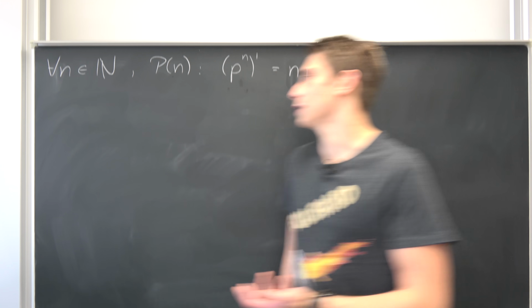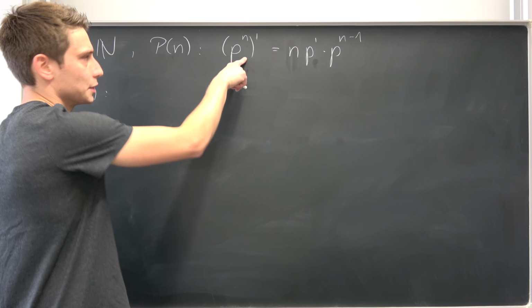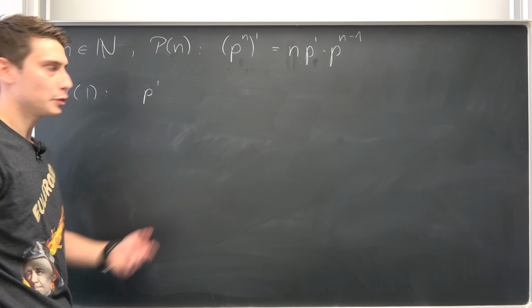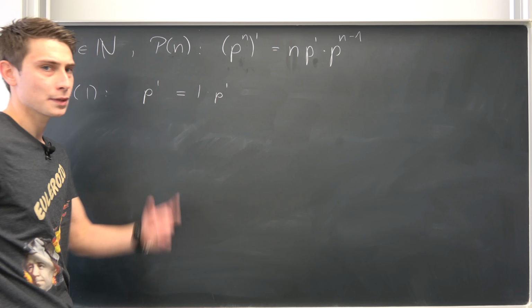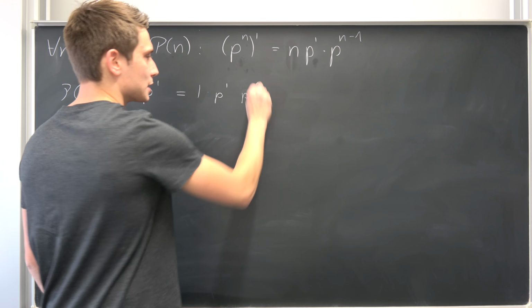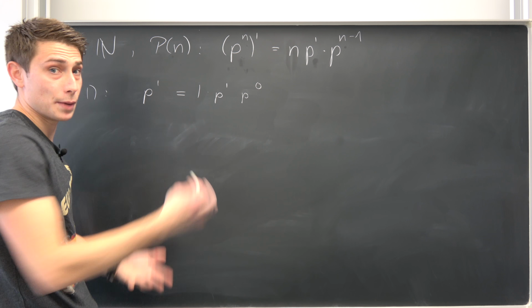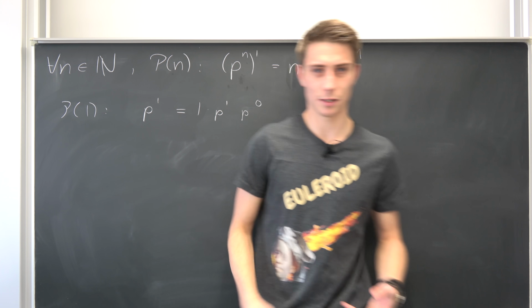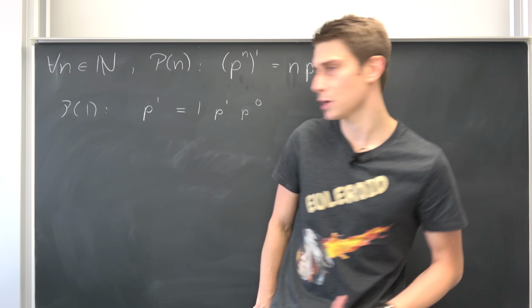Well, P of 1 in this case. So P of 1, what's that exactly? Well, this is p to the first power, but prime. So this is just p prime. But we can rewrite this because this is nothing but 1 times p prime times p to the 0th power, where 0 is nothing but 1 minus 1. So our base step already holds, and now we are going to assume that our proposition is true for some random, arbitrary but fixed k out of the natural numbers.